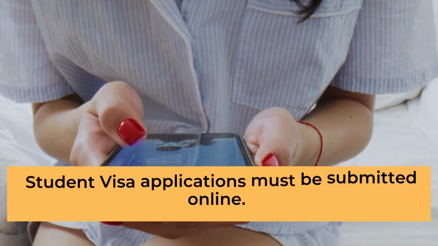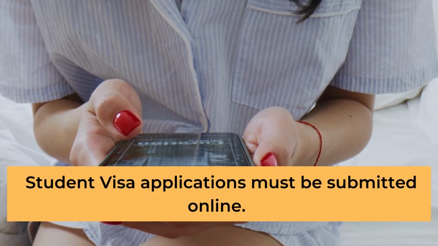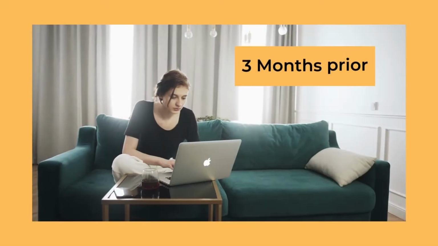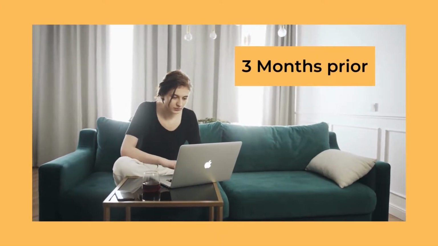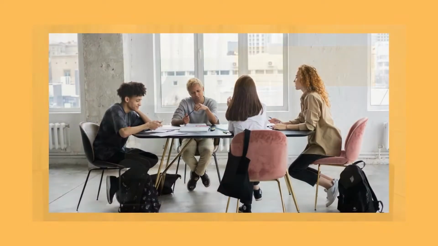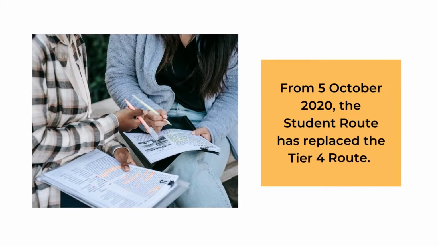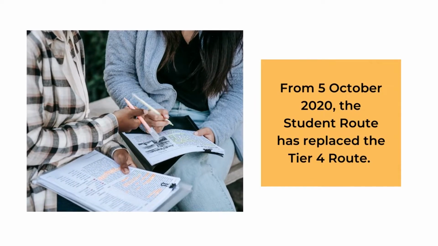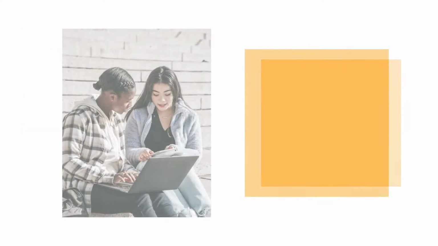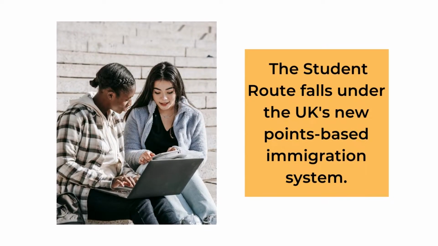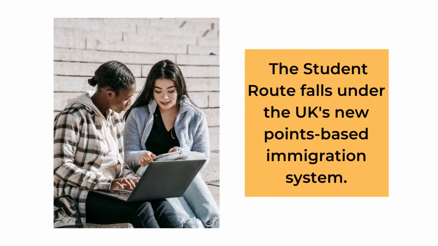Student visa applications must be submitted online. Students must apply for a visa at least 3 months prior to the commencement of their study. Before they can apply, students must have obtained an unconditional offer of admission from a licensed Tier 4 sponsor. From the 5th of October 2020, the student route has replaced the Tier 4 route. The student route falls under the UK's new points-based immigration system.